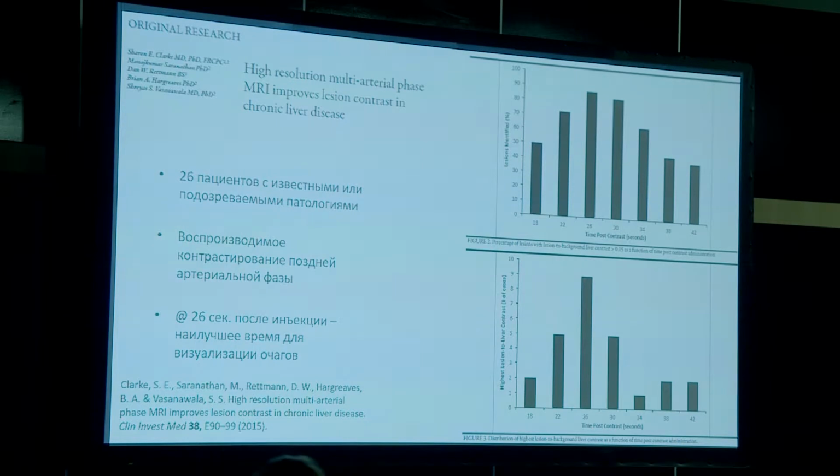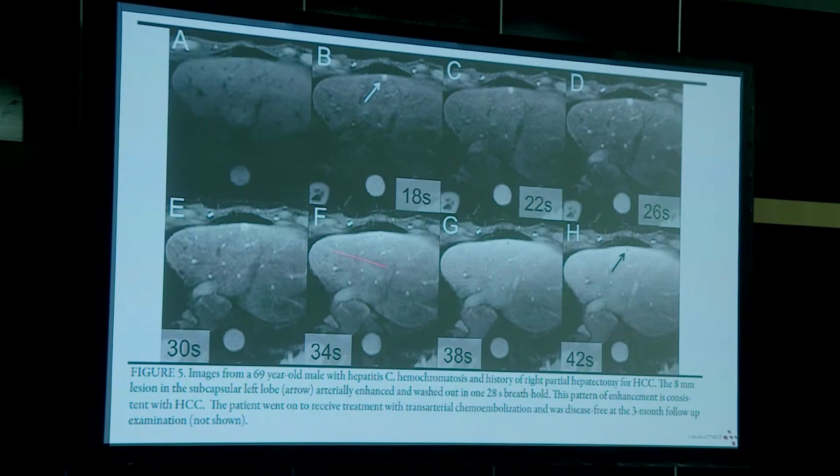So in properly diagnosing hypervascular lesions, it's crucial to depict this late arterial phase where the lesions show up most brightly. If you look at the next slide, this is an example. It's pre-contrast and 8 post-contrast phases. This tiny little lesion over here completely enhances and washes out within that single breath hold period. So it's crucial to have that high temporal resolution in order to depict these hypervascular lesions.